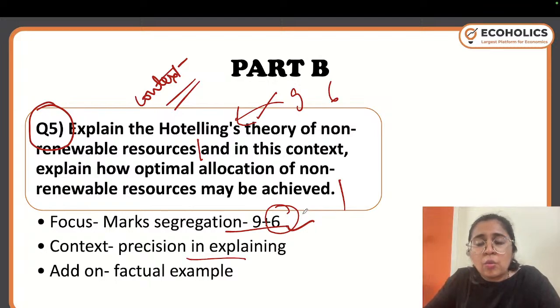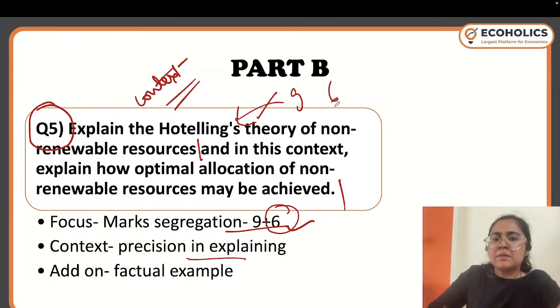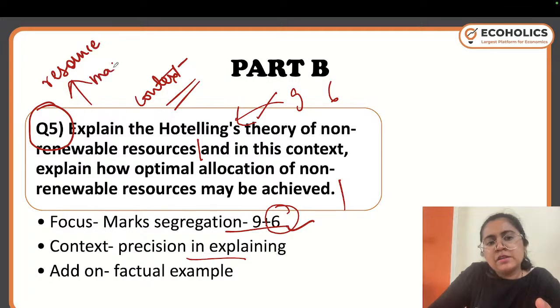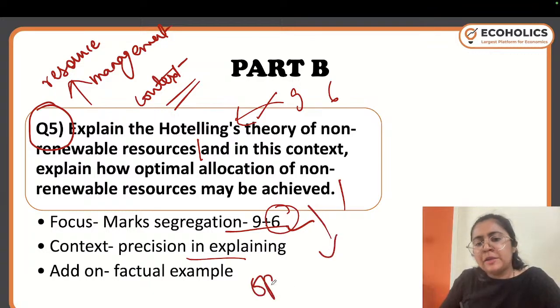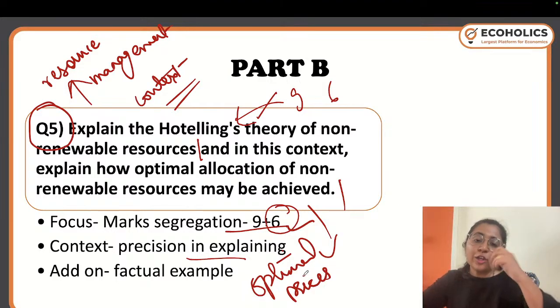So then, what's the next thing? How do we manage? This theory is not about exhaustible resource management, which is usually what students write about, how exhaustible resources can be replaced by renewable resources. No, this theory is not about that. This theory is about resource management and optimal prices, right? What should be the pricing of such non-renewable resources?